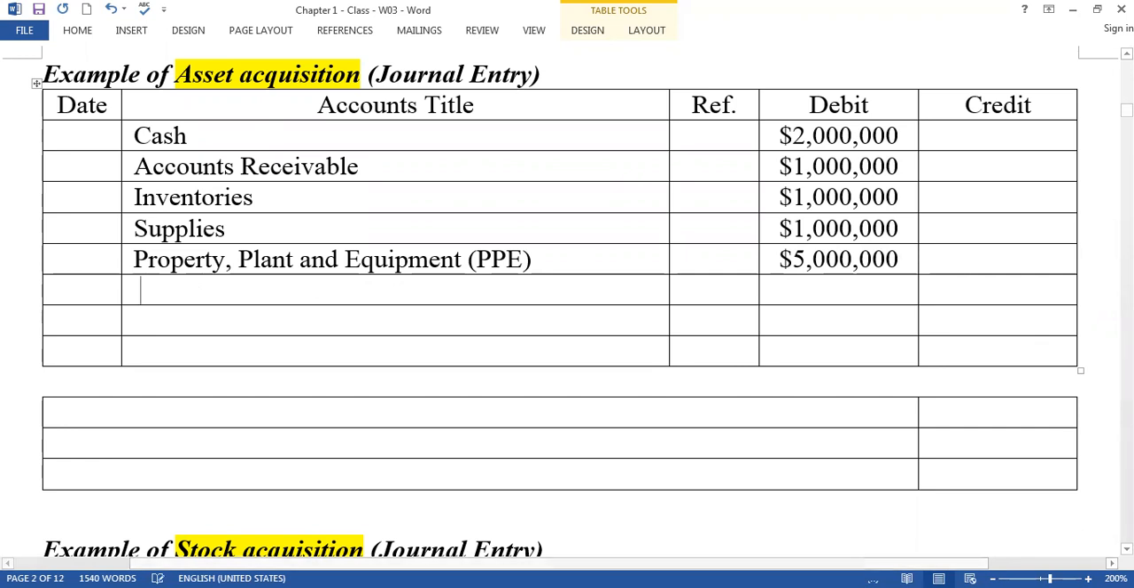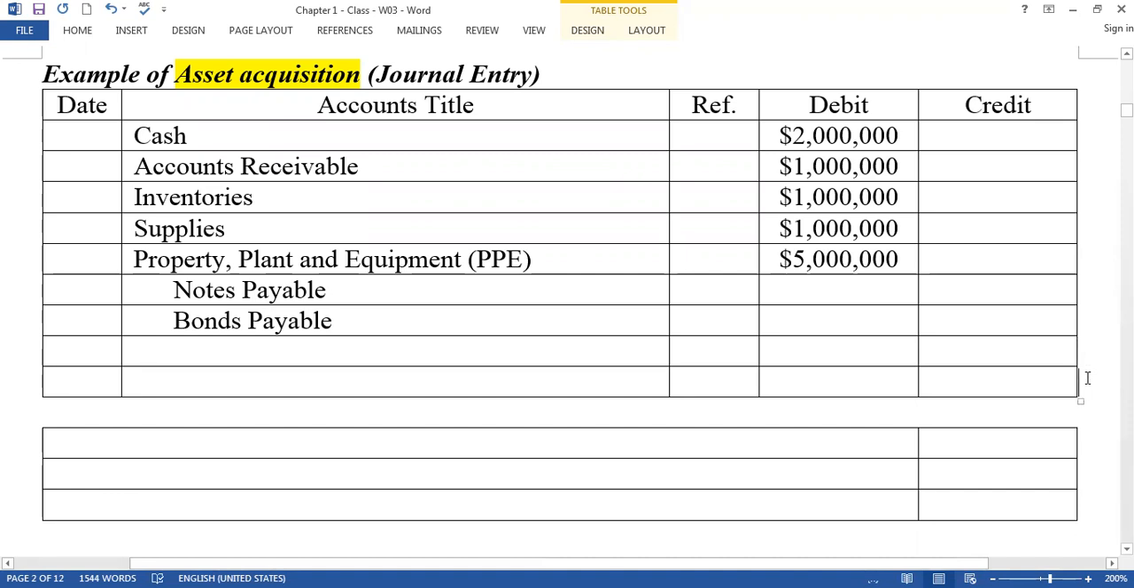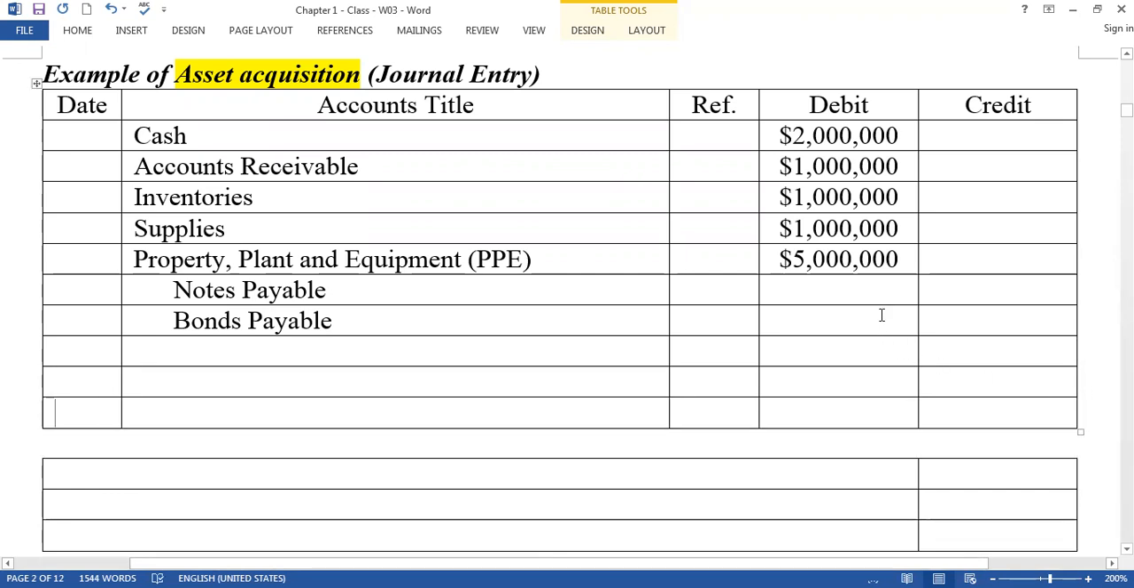Then maybe you also have to buy my liabilities. For example, notes payable. You have to buy my notes payable. You have to buy my bonds payable also. So, for example, random numbers: I can put $1 million, and I can put here $2 million.